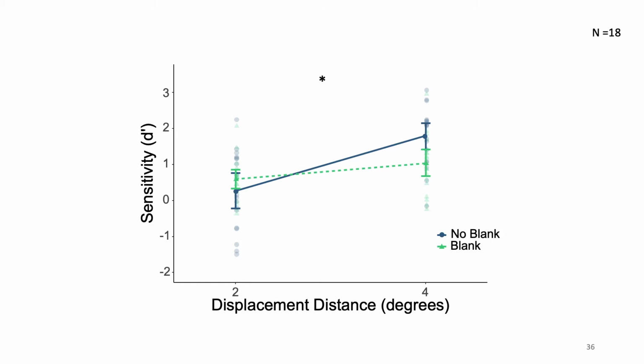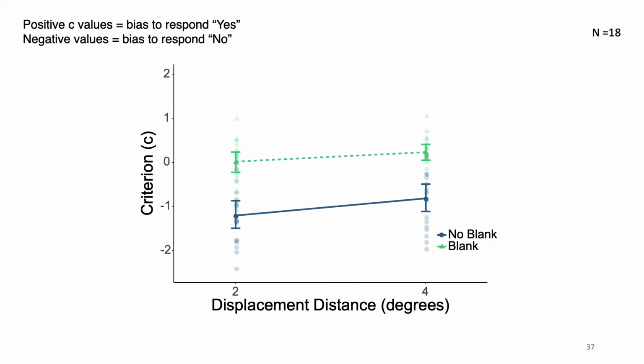When we look at the 2-degree displacement condition, however, the difference goes away. Participants are equally insensitive to displacements in both the blank and no blank conditions, so that the interaction between blank and displacement distance is significant. Why do we find a similar effect in the 4-degree displacement to the last experiment, but not in the 2-degree displacement condition? Well, when we look at participants' response bias, you can see that participants are more likely to respond that the scene moved in the 4-degree displacement condition than in the 2-degree displacement condition of the no blank condition. This is a significant difference.